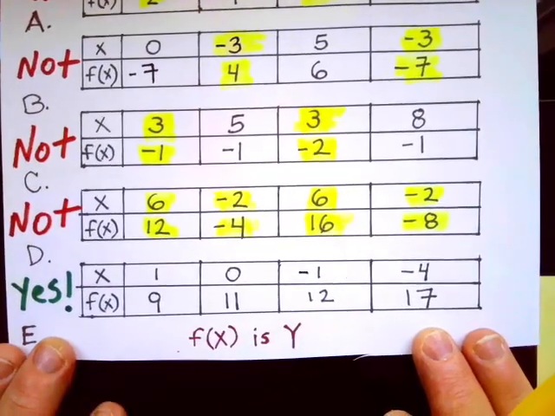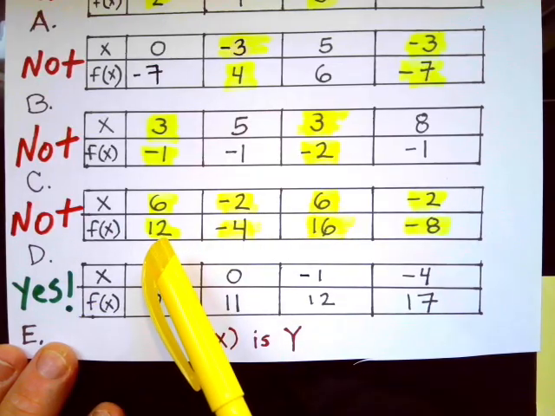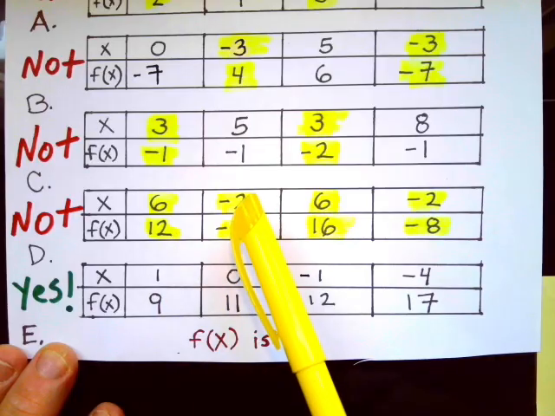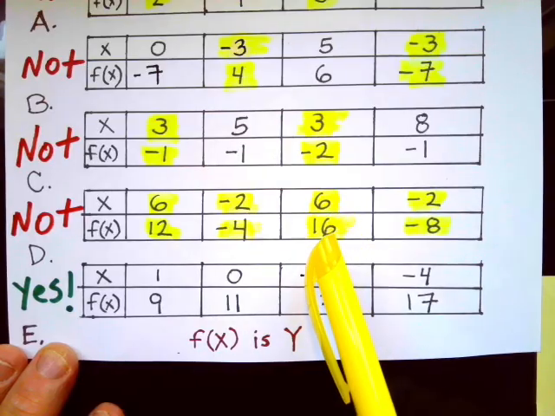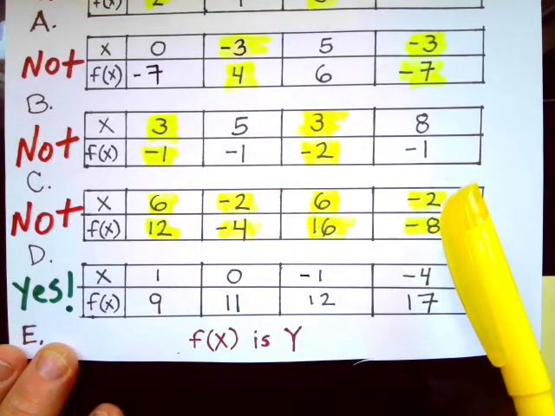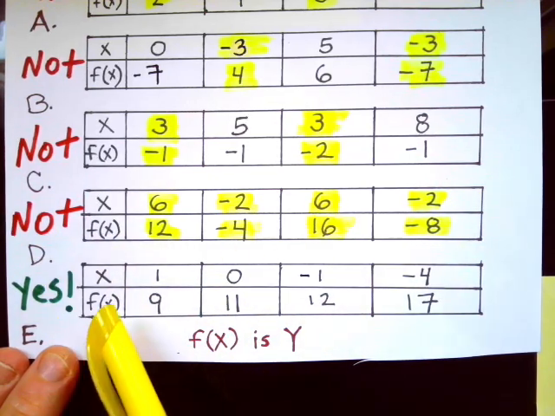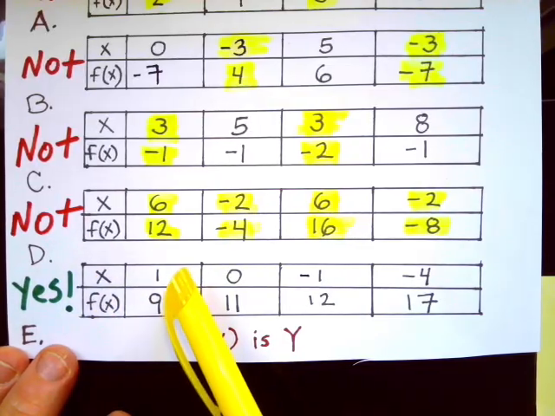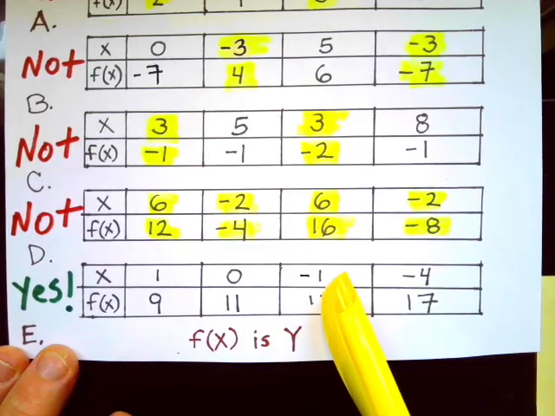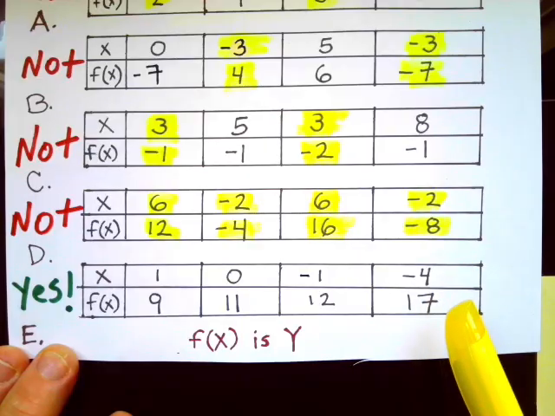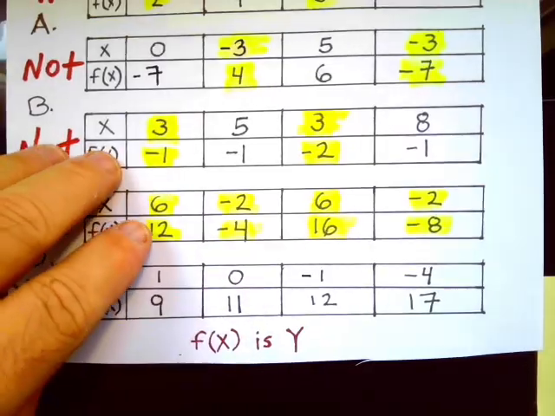Based upon that definition that was read earlier, right? Okay, so let's go ahead and take a look here at D and then E. In D, you've got 6 for x, negative 12 for y. Negative 2 for x, negative 4 for y. Oh, another 6 for x, but a different y value, 16. Another negative 2 for x, and a different y value, negative 8. Not a function, right? But here for E, you can see it's a function. We have 1 for x, 9 for y, 0 for x, 11 for y, negative 1 for x, 12 for y, negative 4 for x, 17 for y. This table, E, is a function.